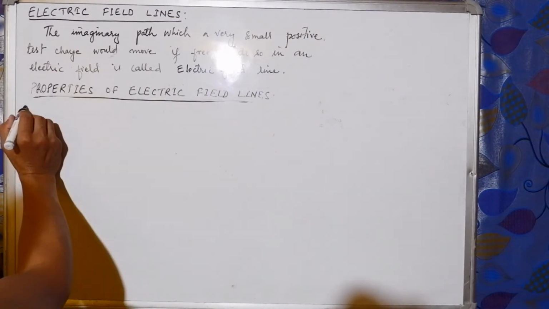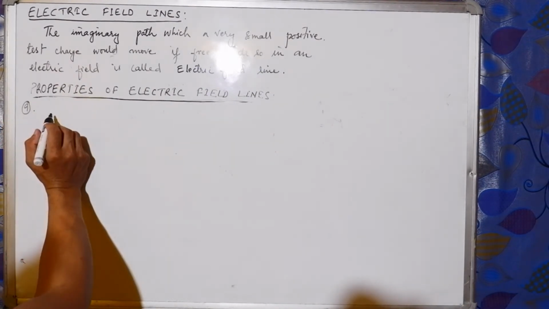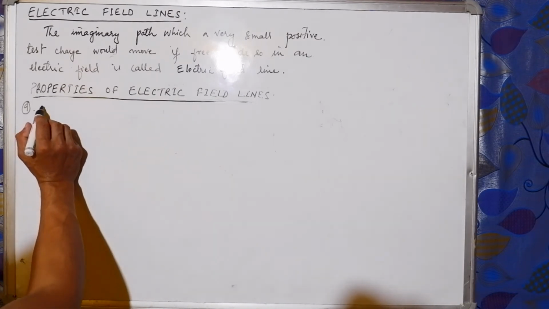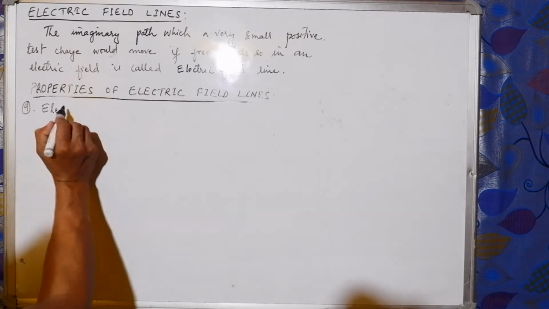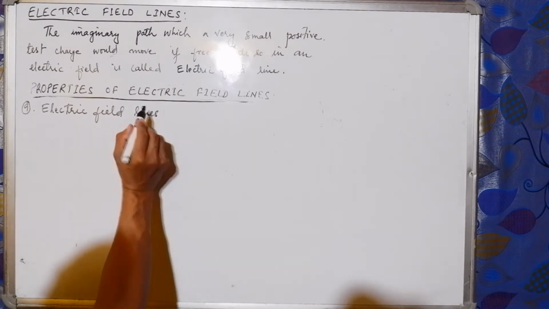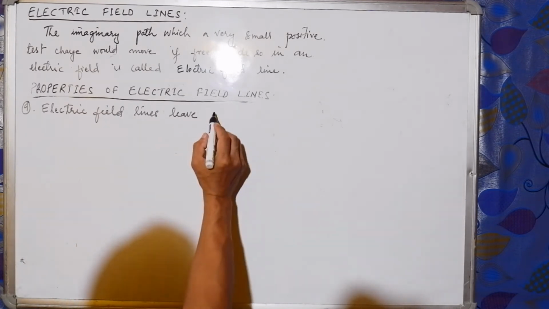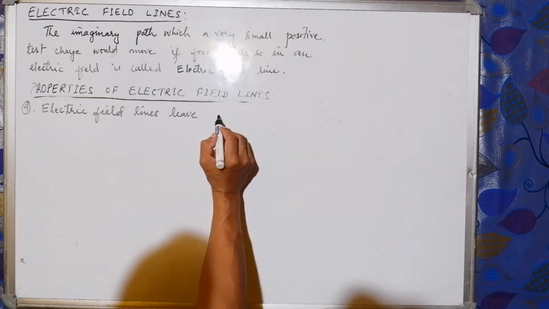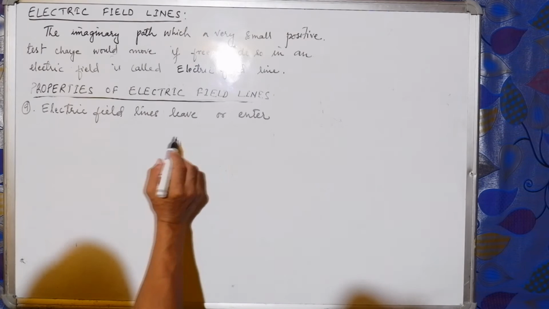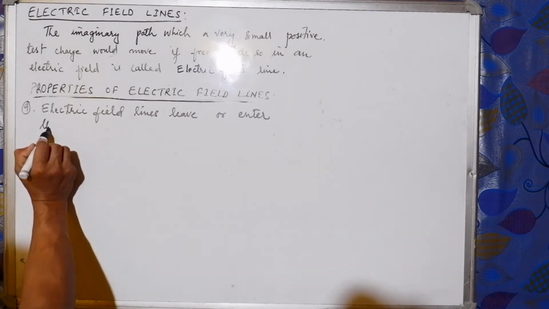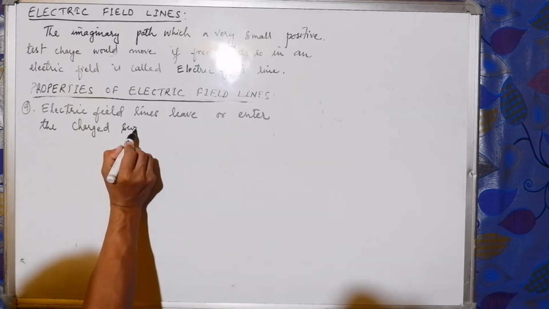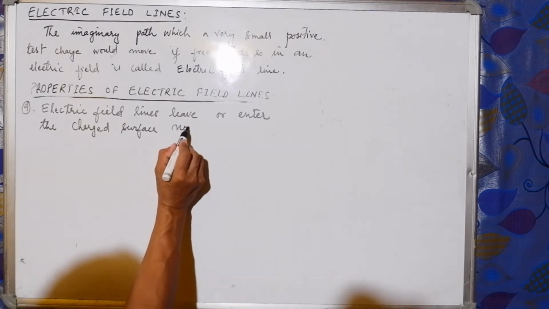Next point, let us say number 9. The electric field lines leave or enter the charge surface normally.